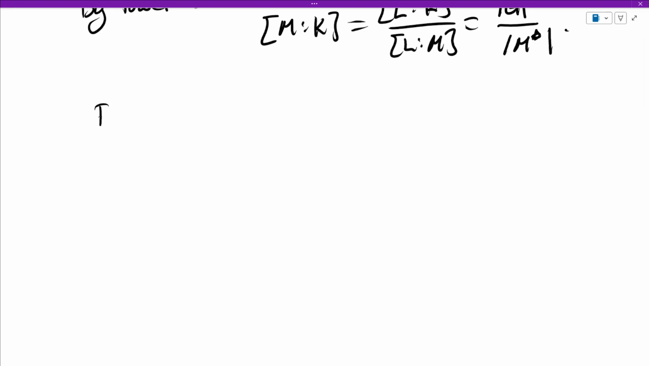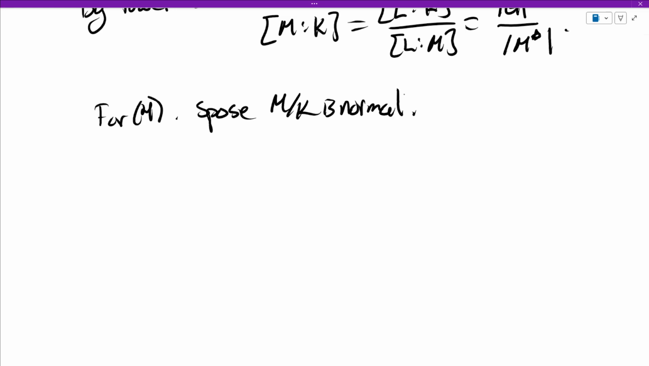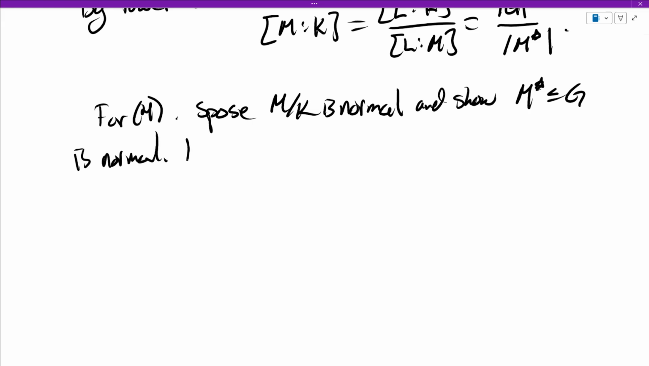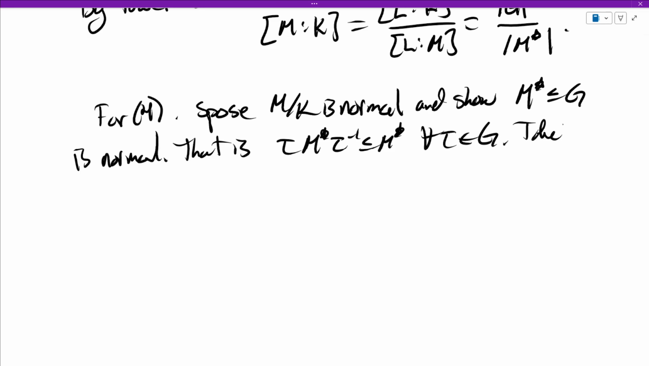Okay, so for 4, we're going to suppose M over K is normal. It's normal and finite. We know, and show that the subgroup M star of G is normal. So how do we do that? We need to show tau M star tau inverse is contained in M star for all tau in G. So take some tau in G.